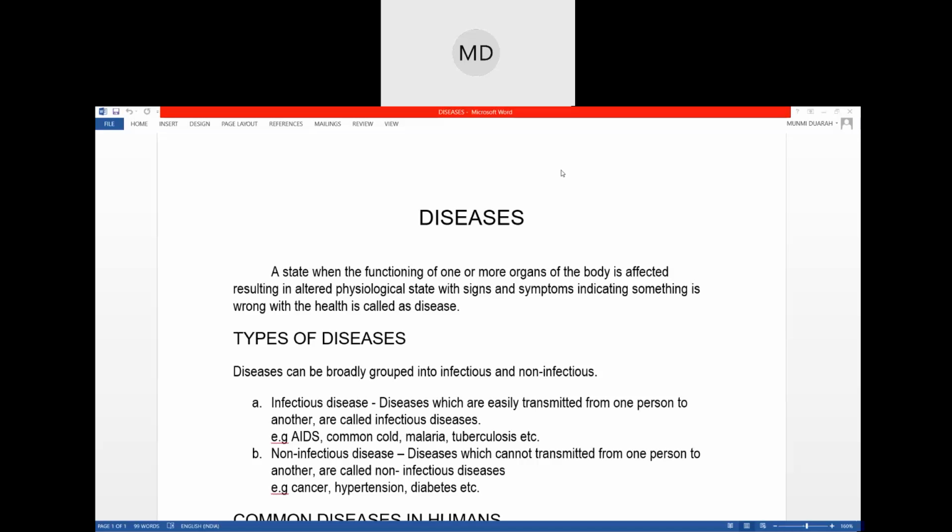Then there are heart diseases, heart is also an organ. So many types of diseases are there. Of the skin also there are some diseases. Skin is also an organ. The skin is the largest organ, so there are diseases in the skin also.